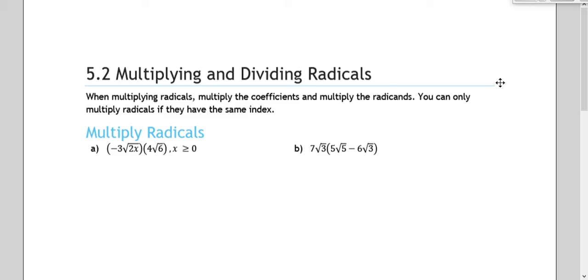So this is 5.2, multiplying and dividing radicals. Last time we were working on adding and subtracting. Now we're going to work on multiplying and dividing. Multiplying radicals is super easy. You just multiply the coefficients and you multiply the radicands.